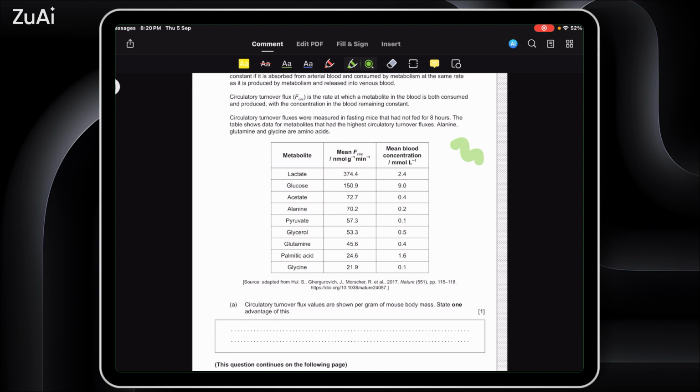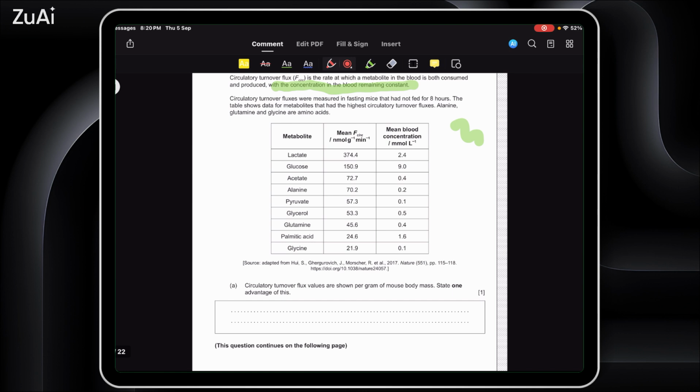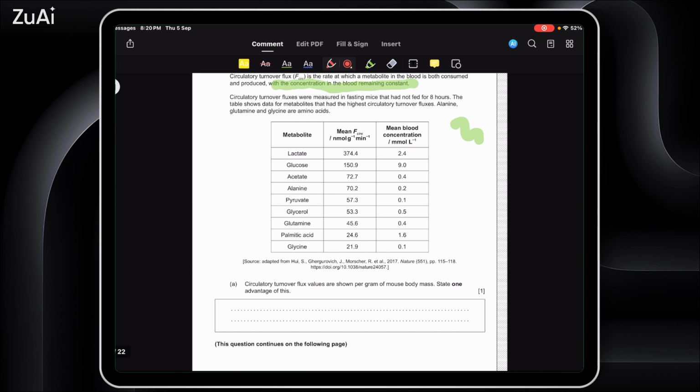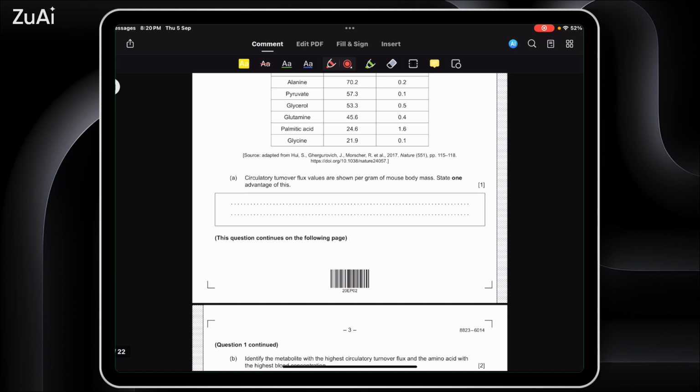Metabolite in the blood is both consumed and produced, with the concentration in the blood remaining constant. Circulatory turnover fluxes were measured in fasting mice that had not fed for 8 hours. The table shows data for metabolites that had the highest circulatory turnover fluxes. Alanine, glutamine, and glycine are the amino acids. Circulatory turnover flux values are shown per gram of mouse body mass. State one advantage of this.